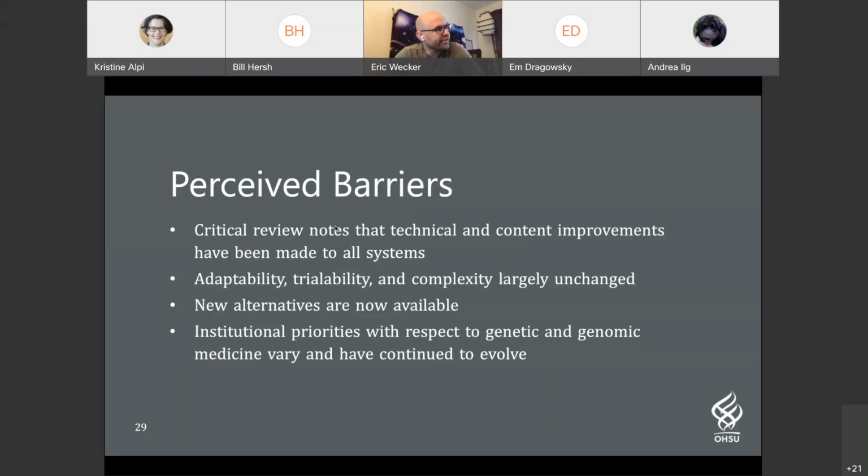So that's another thing that may have changed, is that some folks may have gotten more support from leadership at their institutions to do projects with genetic and genomic medicine, and other people are still facing the same challenges they were before, and that's going to continue to evolve.